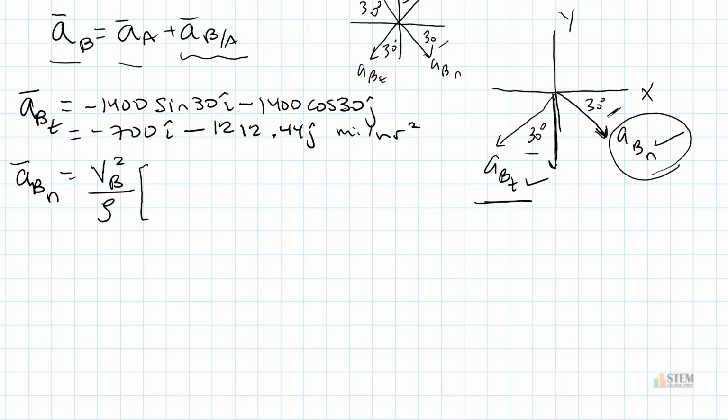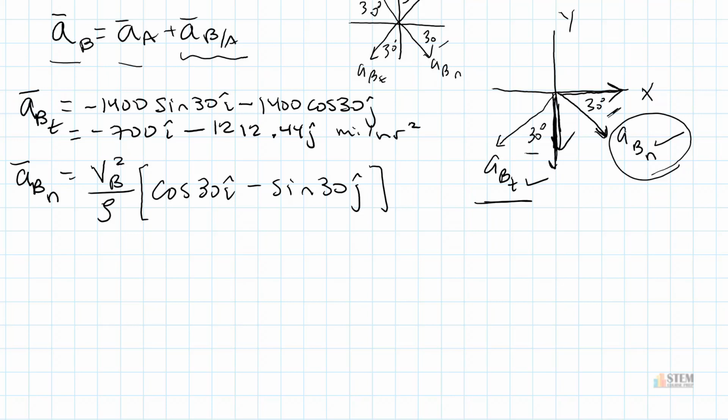And then I need to find my unit vector, essentially. All right, so this one has a positive x component, which would be right here. So that would be cosine 30. And then it's got a negative y component right here, which will be negative sine 30 J.